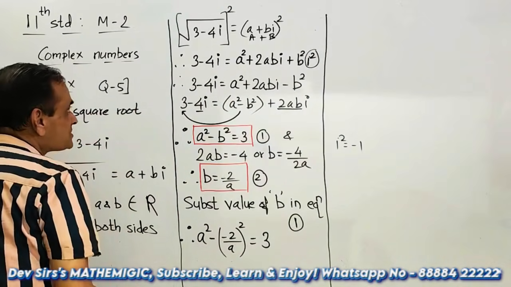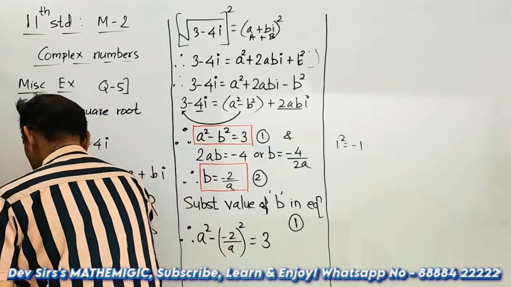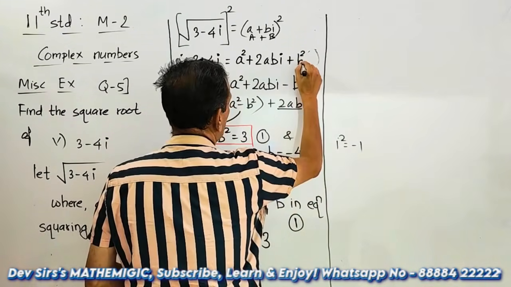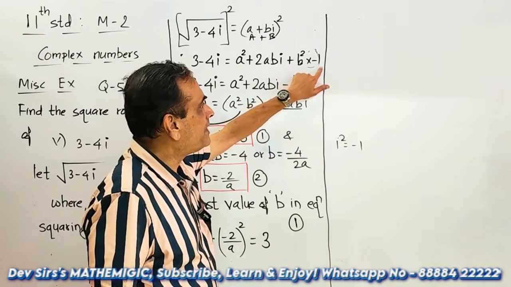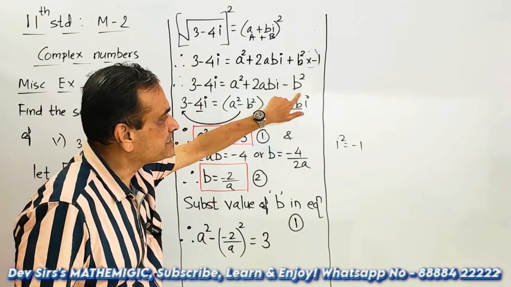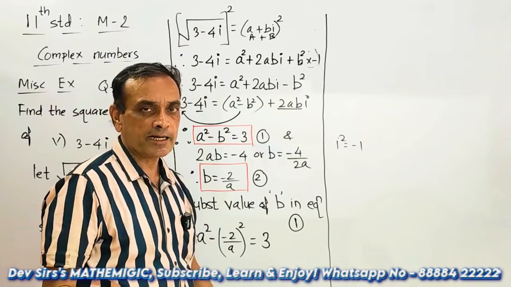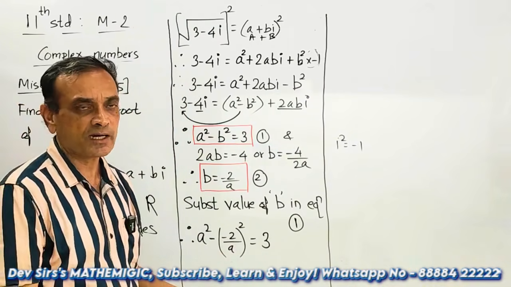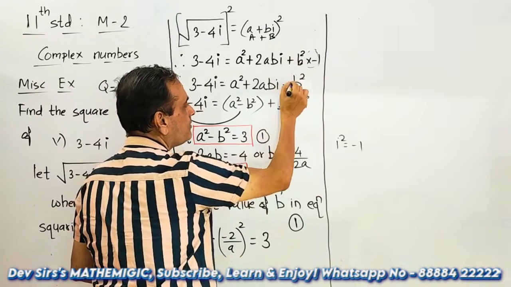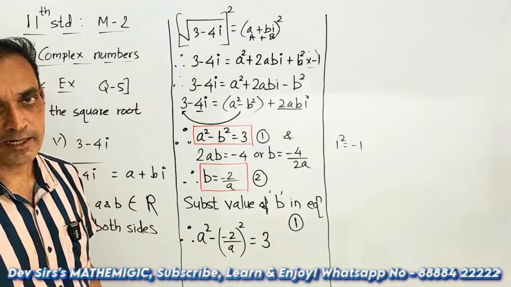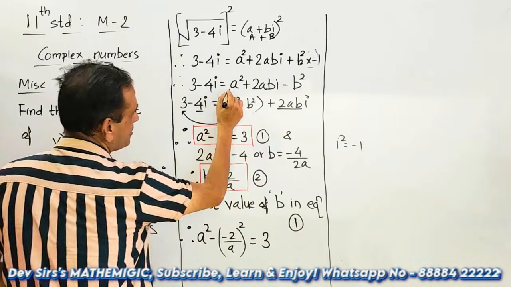So if I put minus 1 over here, what do I get? b squared into minus 1. Now b squared into minus 1 is minus b squared. So wherever we get i squared, if we put minus 1 in its place, the sign in front changes, plus becomes minus, because b squared into minus 1 is minus b squared. For all problems of square root we are going to get this equation on the right hand side.